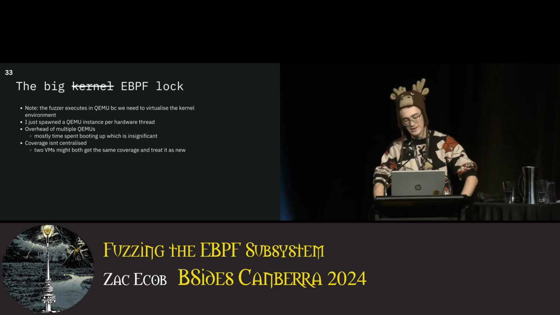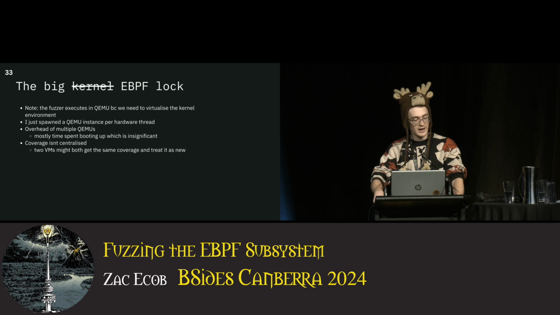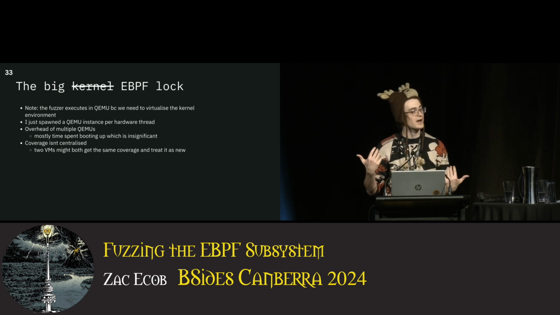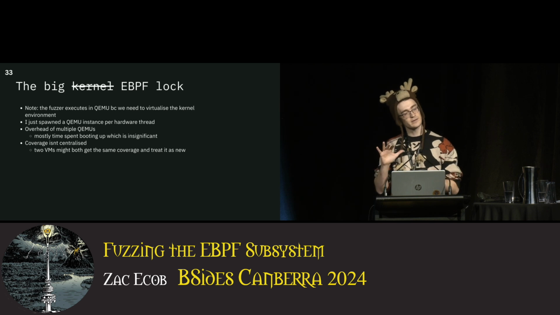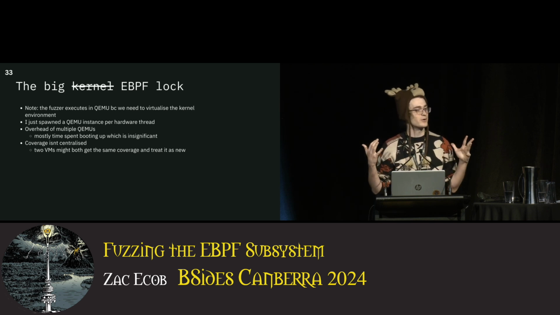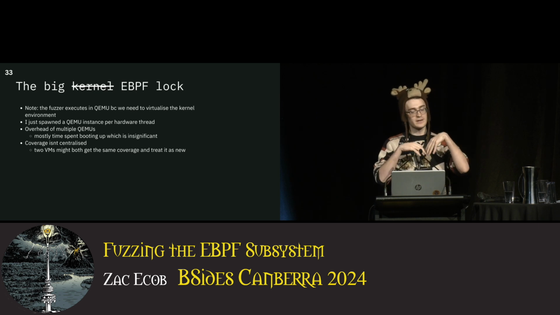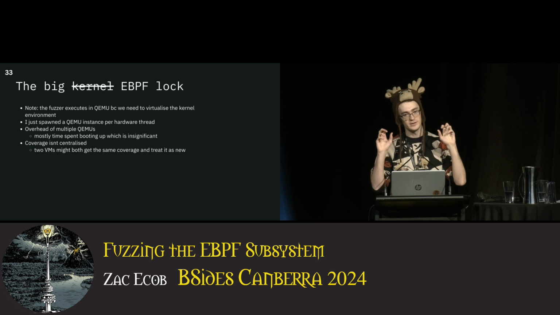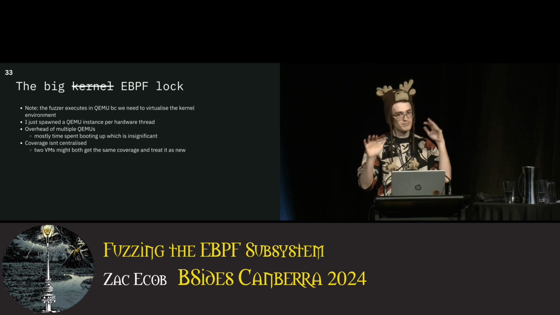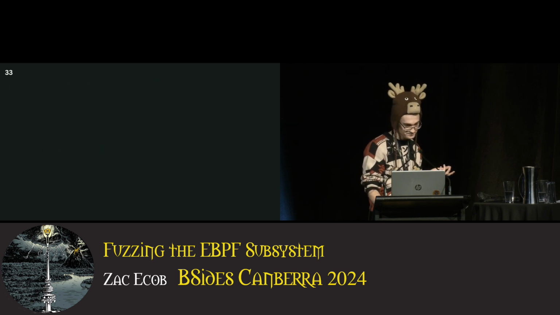And the other thing, which is I think a sort of theoretical downside, is that coverage isn't centralized. So two VMs might both get the same bit of coverage and then both treat it as new and attempt to fuzz it. This isn't necessarily a bad thing. Maybe one of them finds something and the other doesn't. But at the very least, if we're inside just one kernel, the coverage is centralized, so only one thread is ever working on a new bit of coverage. But because I haven't done it both ways, I can't confidently state if this is that big a downside.